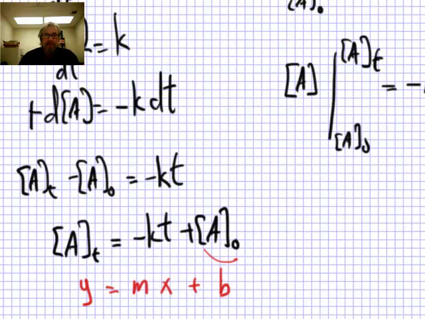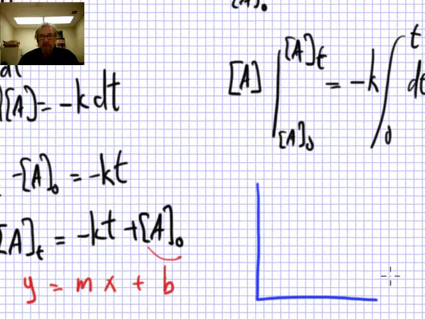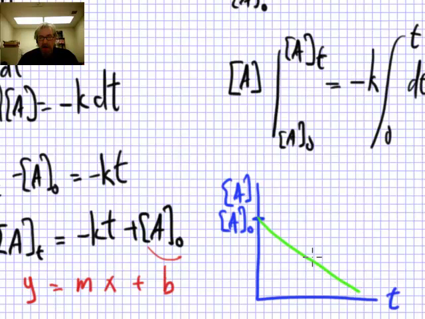So think about this graph. If I have a plot of time versus concentration of A, I will have a y-intercept at the initial concentration of A, and I'll have a line on here that has a slope of minus k, and that line can predict for me at any time t what is my concentration at that time.